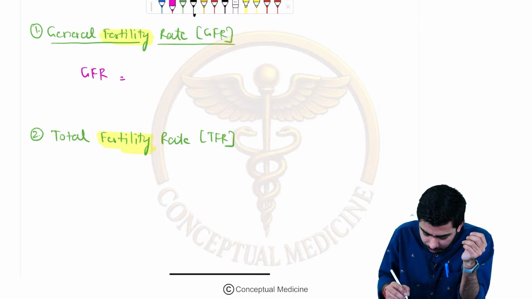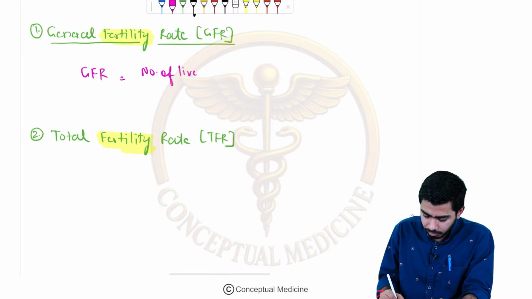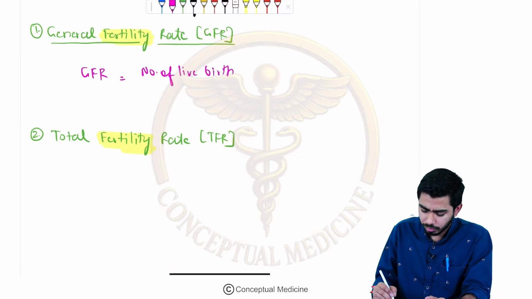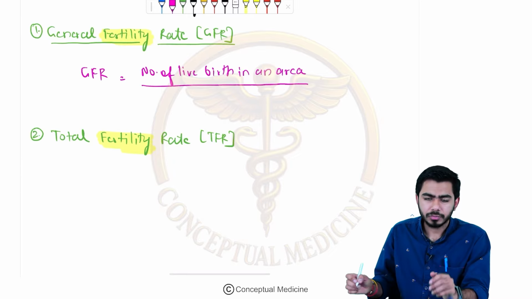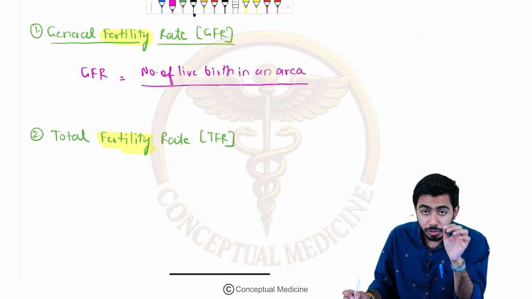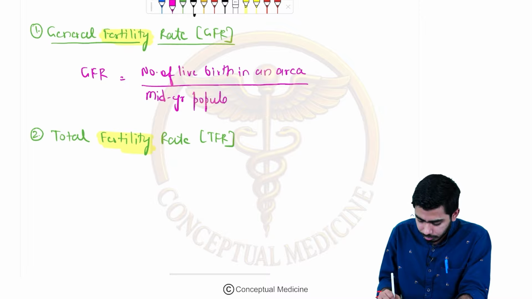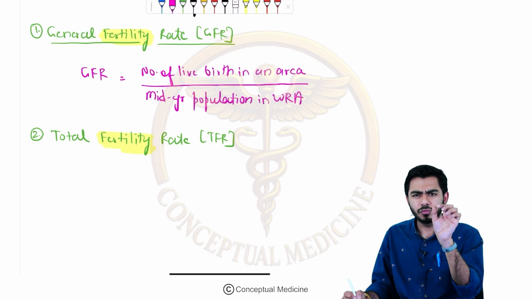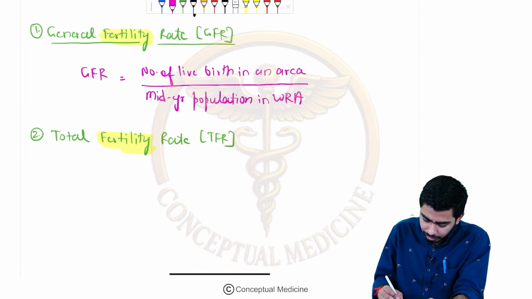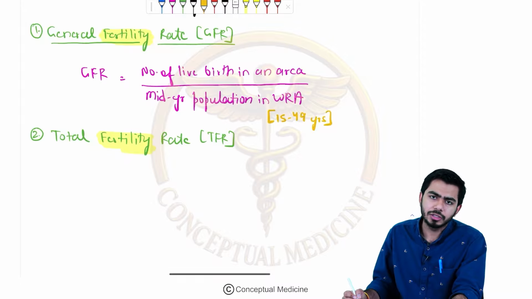The general fertility rate equals the number of live births in an area, the number of live births happening to women in an area, divided by the mid-year population in the woman reproductive age group. WRA means woman reproductive age group. What age am I talking about over here? If I say woman reproductive age group, I am talking about 15 to 49 years.